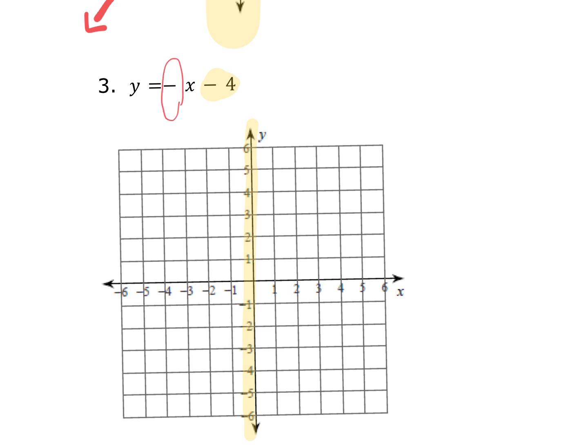If there's no number in front of the x, the number is really 1. And because you have a negative there, it's going to be a negative 1. So I'm going to go ahead and put that 1 in front. So now you know it's a negative 1. If you don't have the bottom number, it's going to be over 1. So I'm going to start my first point on negative 4. And then I'm going to go down 1 because it's a negative 1.